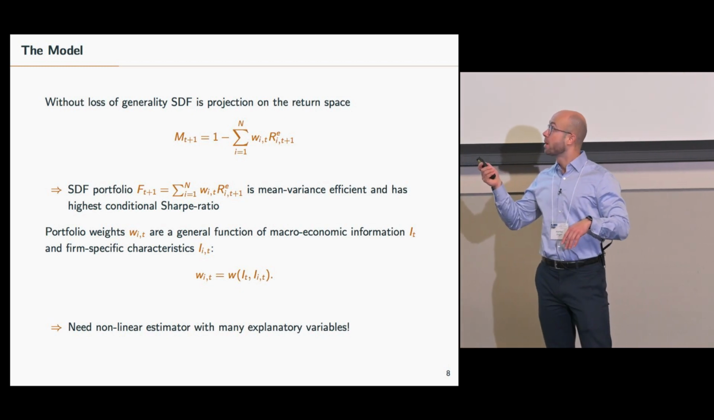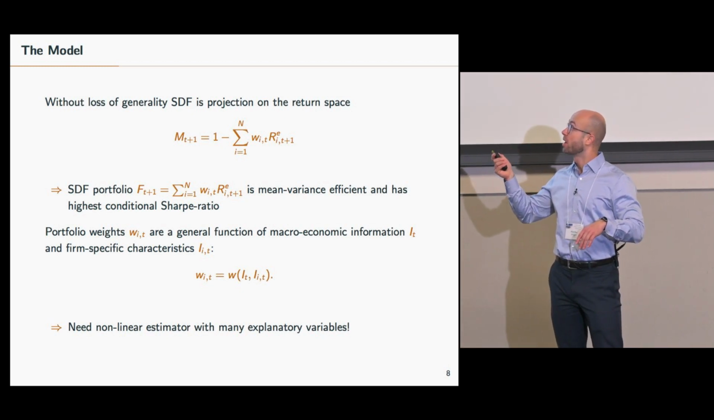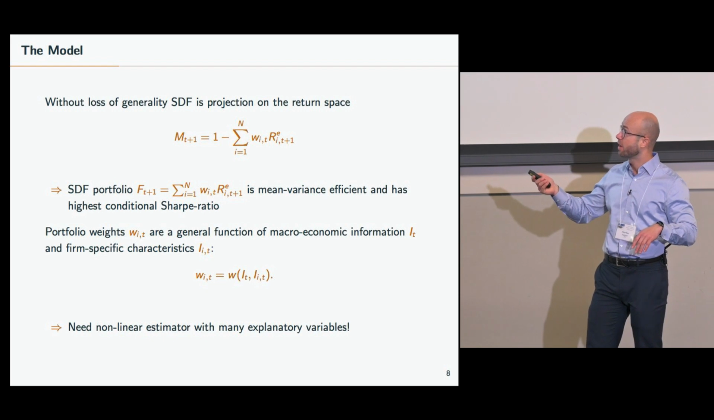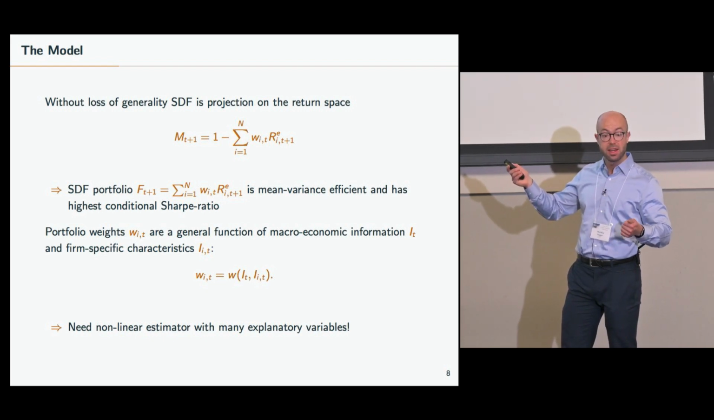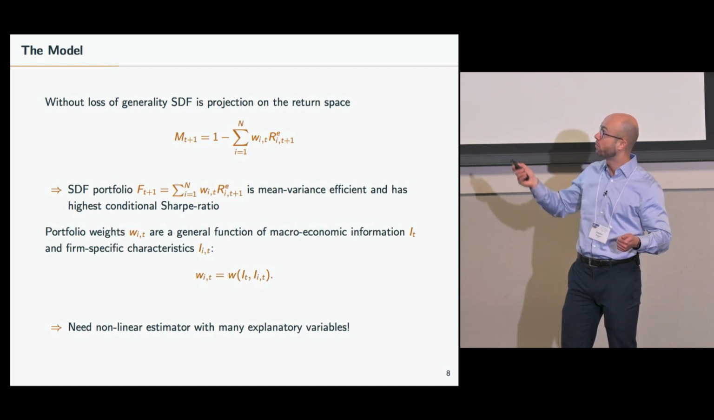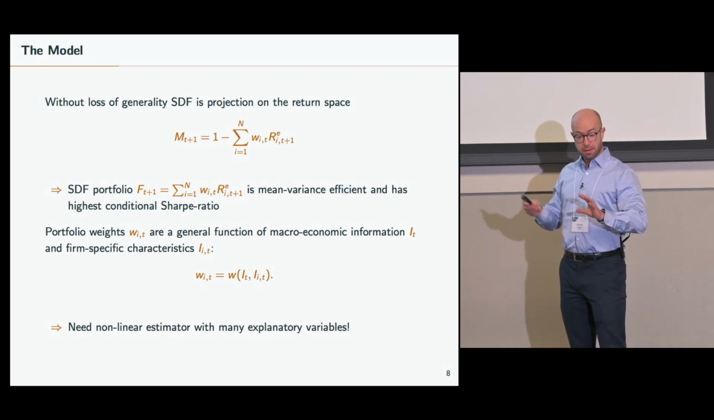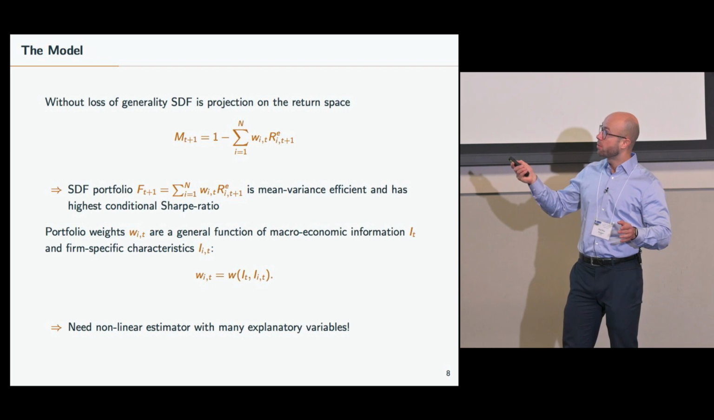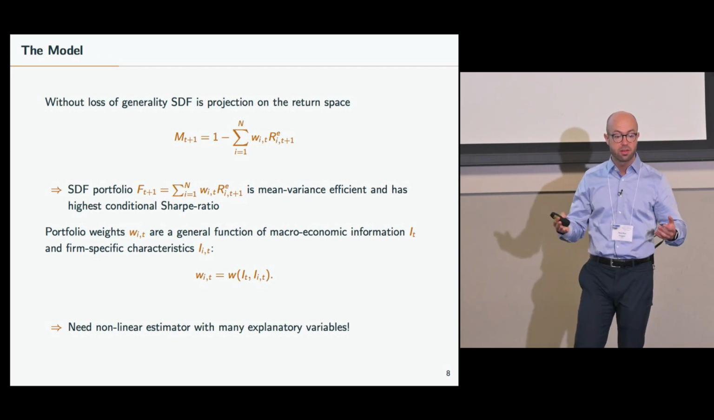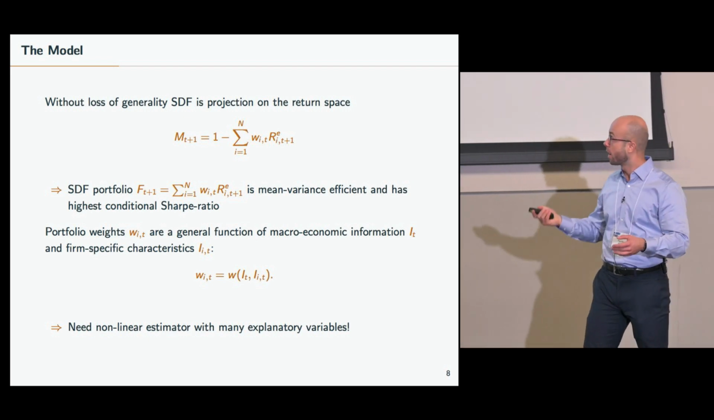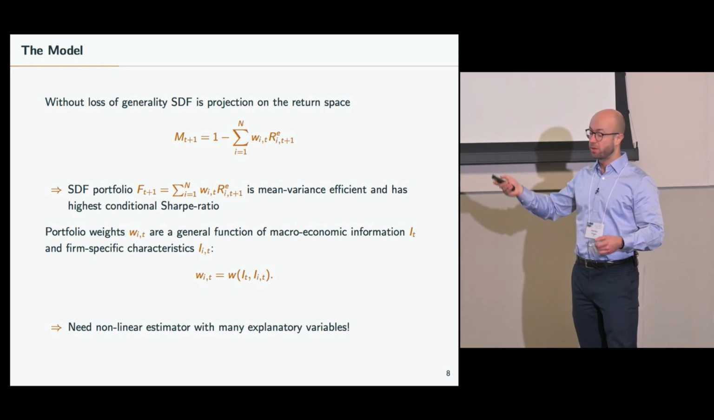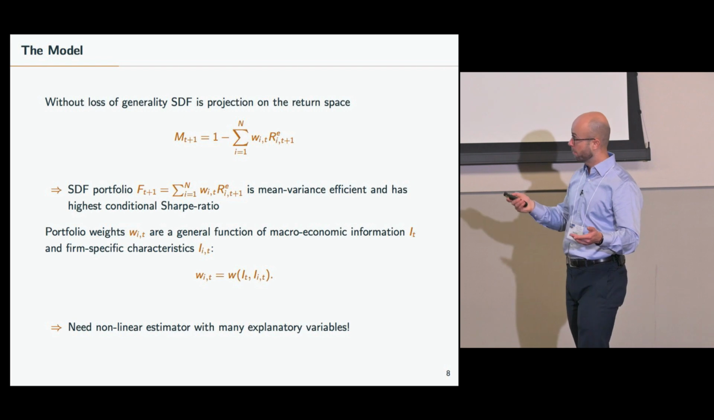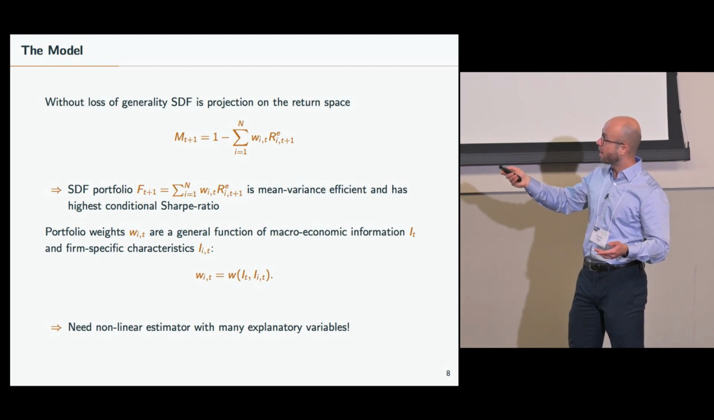Now without loss of generality, I can project my SDF on my return space. So I want to get the SDF portfolio. And in order to get this, I need to get the weights that each stock has in my SDF portfolio. These SDF weights will be time varying because they will be a function of the whole information set, and this information set will change over time. So I will separate the information set into firm-specific variables like size, value, momentum, etc. And here I have a little sub-index i.